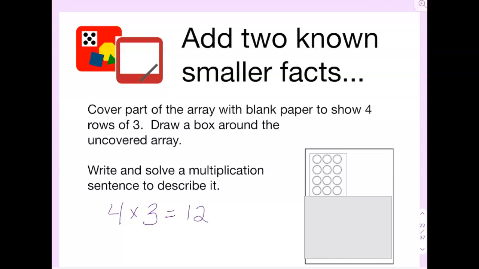If you're not sure about that, you can come over here and do skip counting to find your answer. So we can skip count by 3's because we have 3 in each group. 3, 6, 9, 12. And we get our total, 12.